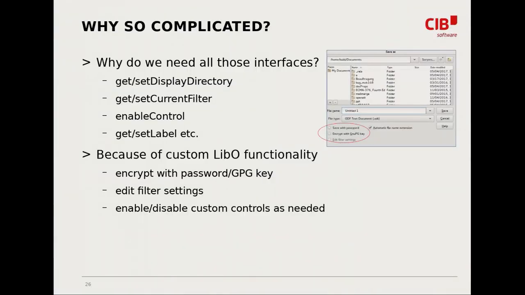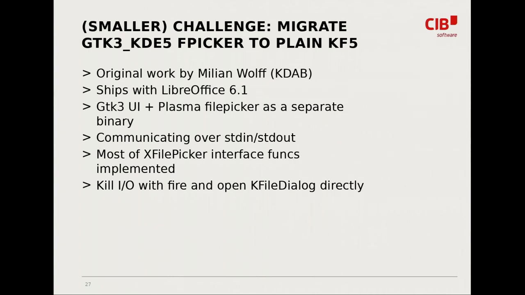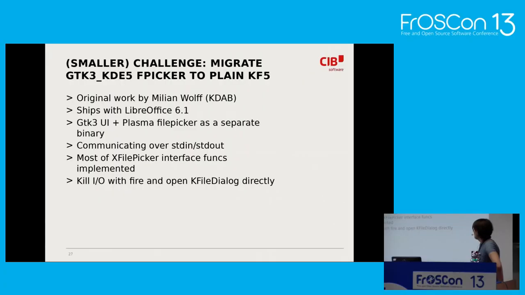So compared to all the rest that I talked about before, like migrating to the Qt native windows and the Qt native processing of events, migrating the file picker was a piece of cake. Mainly thanks to Million Wolf of KDAB. If you have LibreOffice 6.1 and KDE integration, this is what you have. You basically have GTK3 user interface, and every file dialog you open is the KF5 Plasma native file picker. So it's like the KF5 over GTK3, while this KF5 file picker is a separate binary which is communicating with the core LibreOffice over standard input and standard output. It implements most of those X file picker interfaces I mentioned in the previous slide.